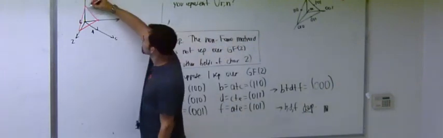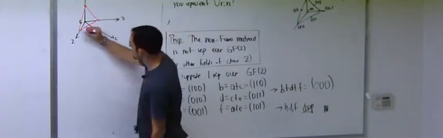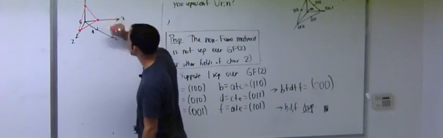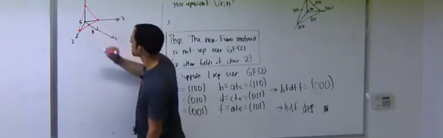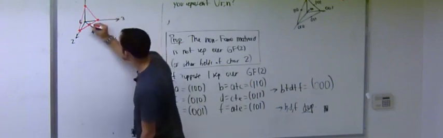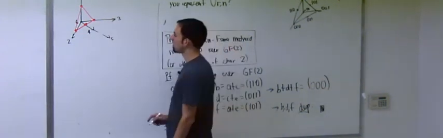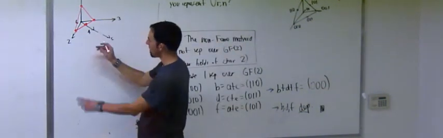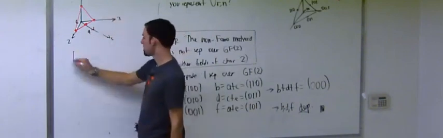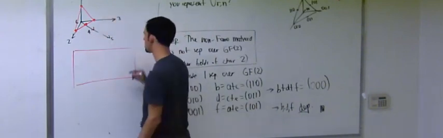And now vector 1 becomes this point, vector 2 becomes this point, vector 3 becomes this point, vector 4 becomes this point, vector 5 becomes this point, and vector 6 disappears. And now what I have is a configuration in the plane that looks like this.